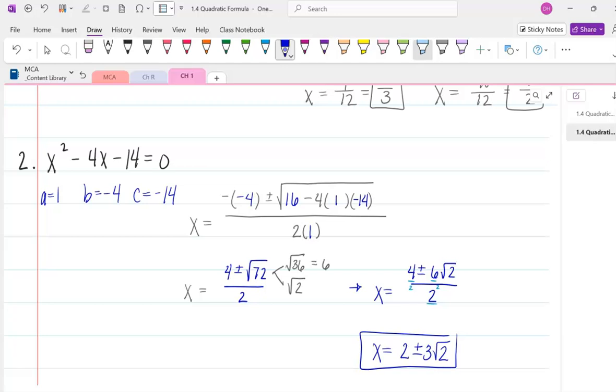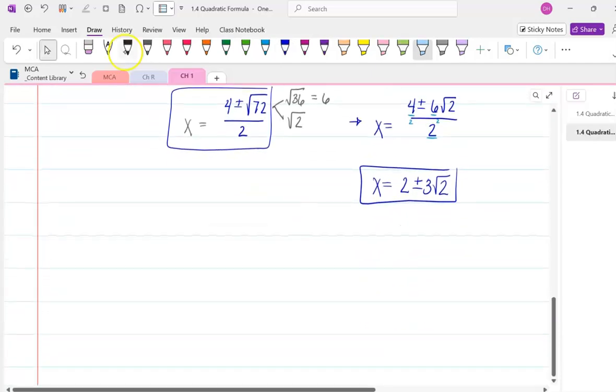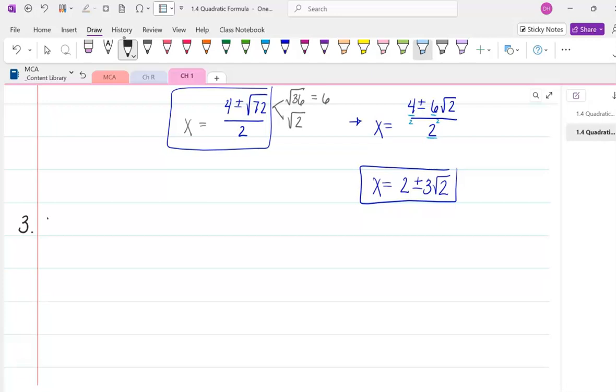If you cannot get here and the furthest that you can get is right here, I am perfectly happy with that. If you can go further, I want you to go further. I will give you bonus points on your quiz to go to the very end. Number 3, let's do another problem with just the quadratic formula. So we've got x squared equals 4x minus 2.